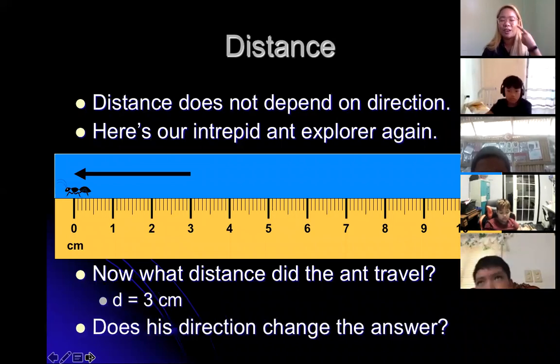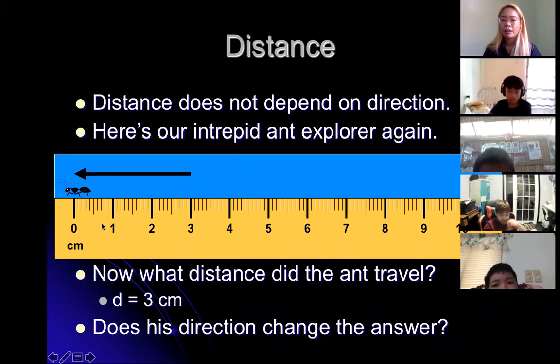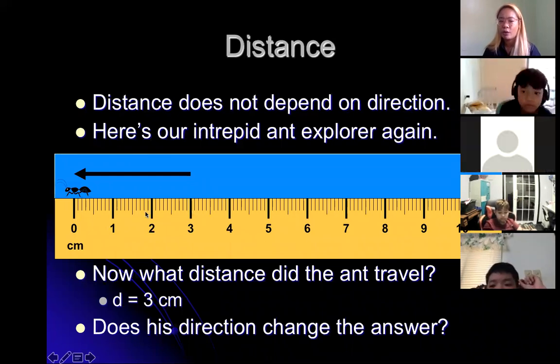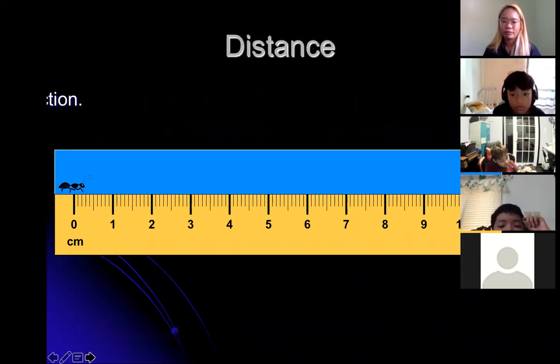Okay, so now that its direction changed, of course, nag-change din yung kanyang distance. Okay, so sabi nyo nga, if we're going to count 1, 2, 3, 4, 5, 6. So the total distance traveled now by the ant is already 6 centimeters, regardless of the direction. Okay?